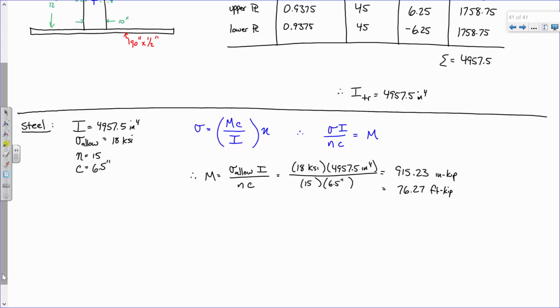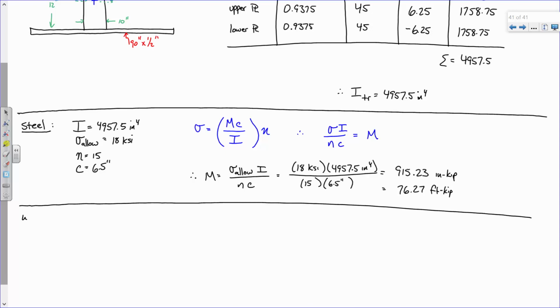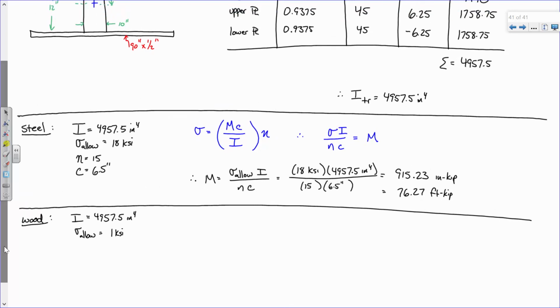All right. Now what I want to do is check the wood. Okay? And so let's see how that's going to work. Our moment of inertia is still the same. It's still 4957.5 inches to the fourth. Now remind me, what is sigma allowable for the wood? 1 KSI. Okay? Now let's look at c.